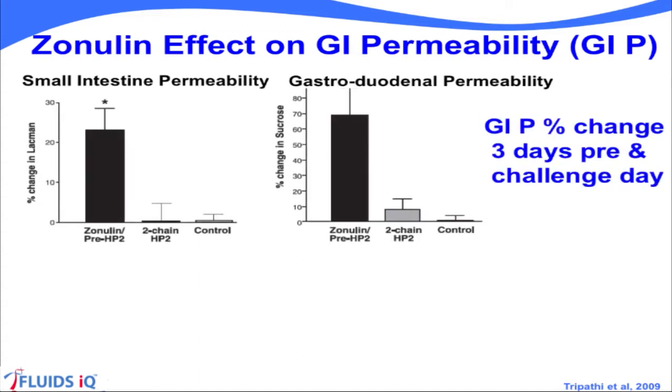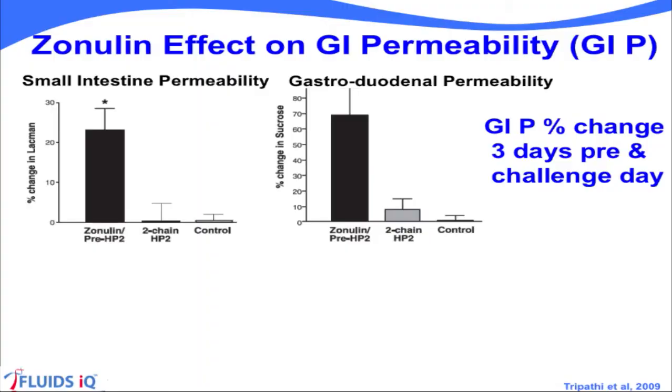So the zonulin effect on GI permeability has now been shown to be quite dynamic. For example, here you see work by Tripathi et al., and you see that in both small intestinal permeability and gastroduodenal permeability, the gastrointestinal permeability percentage change between 3 days before and on the challenge day with zonulin or with a regular haptoglobin shows you that you need the pre-haptoglobin, the zonulin, to actually create a very significant change in permeability.